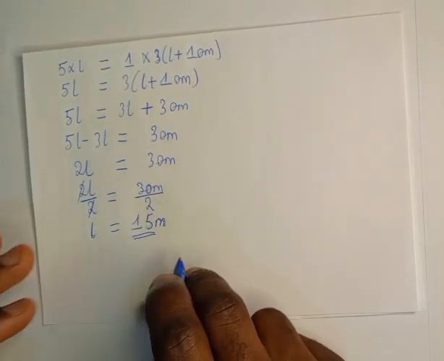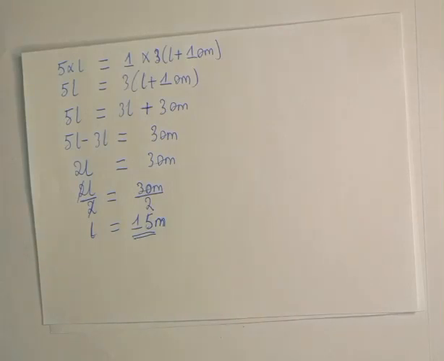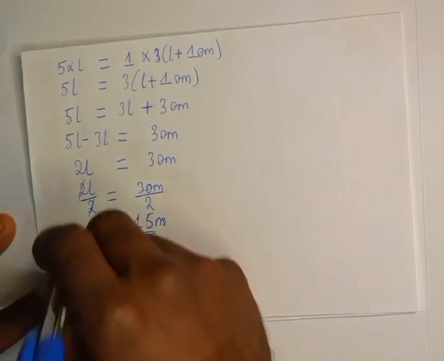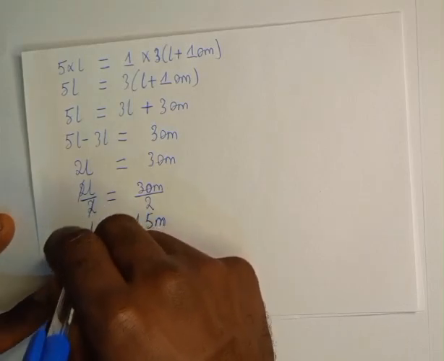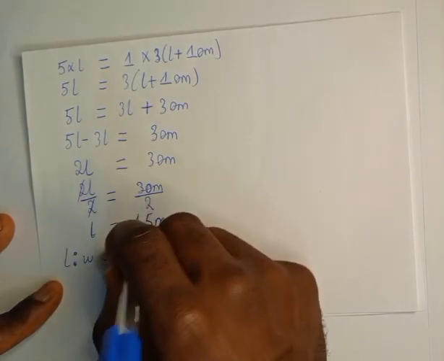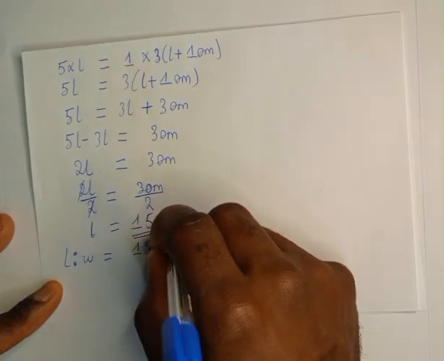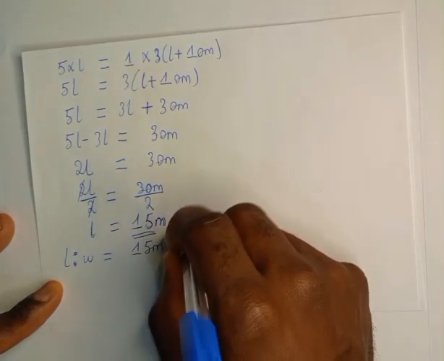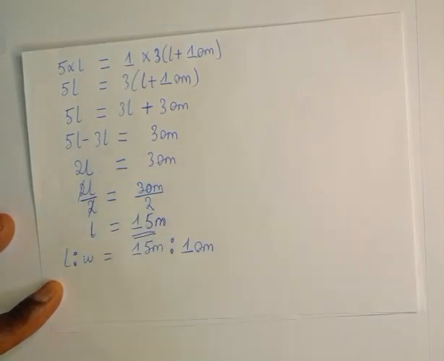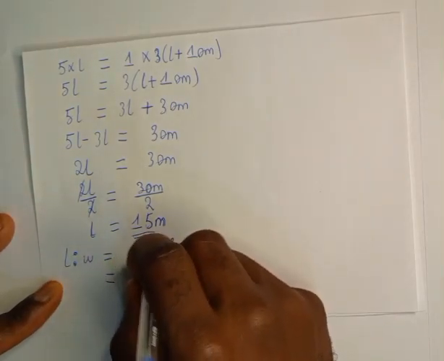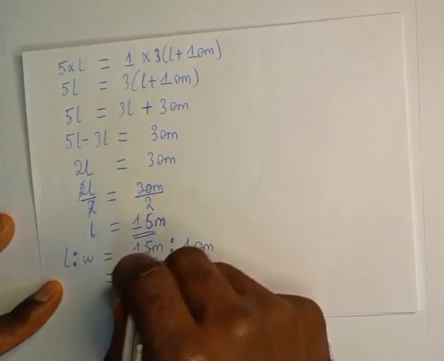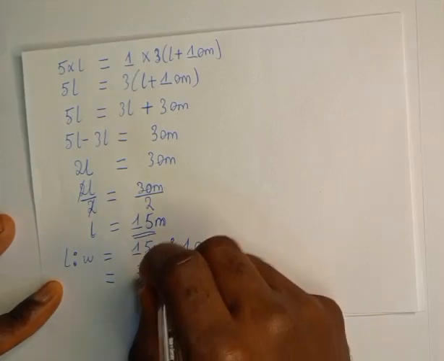This is the length of the room. Now we can verify to see if truly L is equal to 15 by taking the ratio of L is to W. If you take the ratio of L is to W, it will simply be equal to 15 meters is to W, which is 10 meters. Next, we can write this in the fractional form. This will give us 15 meters all over 10 meters. The meters will go off.